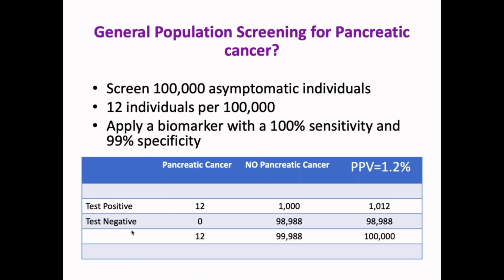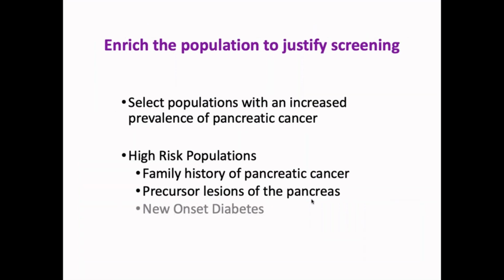So if we were to diagnose 20 individuals with pancreatic cancer amongst 100,000 asymptomatic individuals being screened, and we applied a biomarker with great sensitivity and specificity, we would have a positive predictive value that is low at 1.2%, and it would really be picking up some false positive results. So we really are focused on enriching and highlighting those populations that would justify screening.